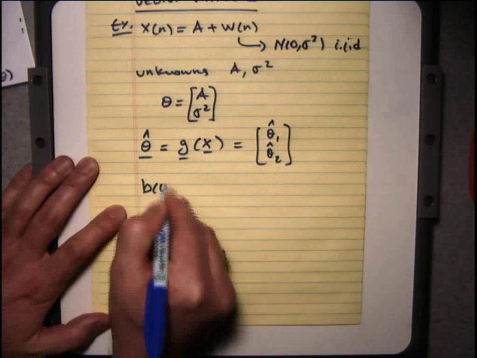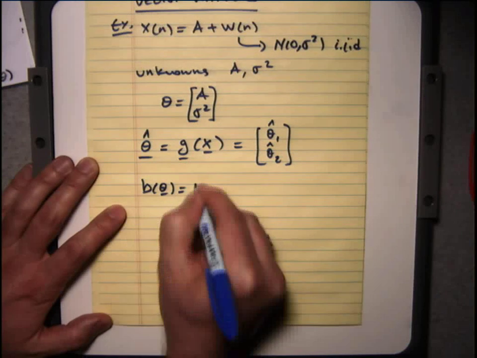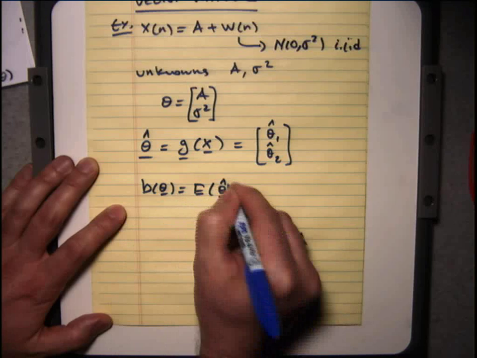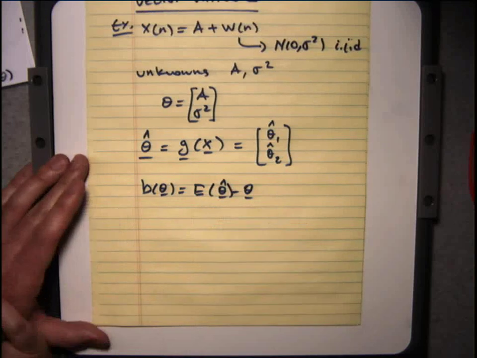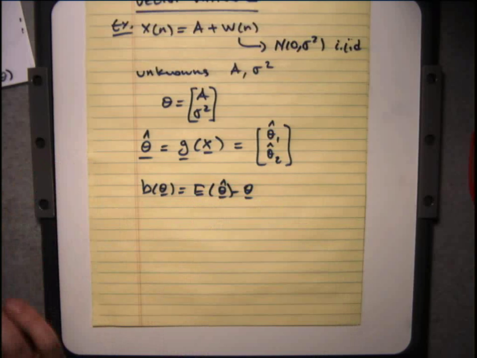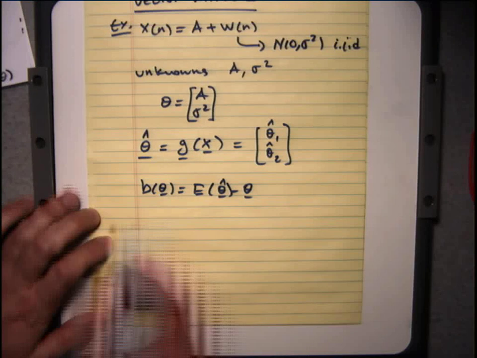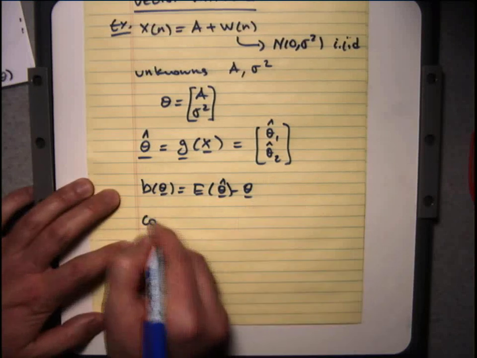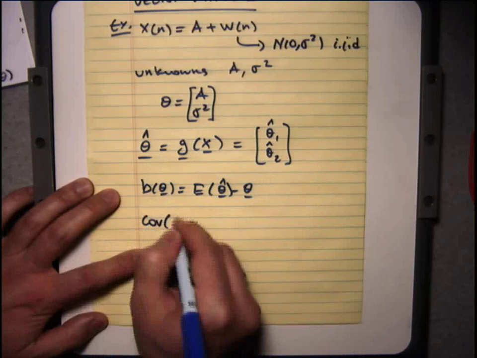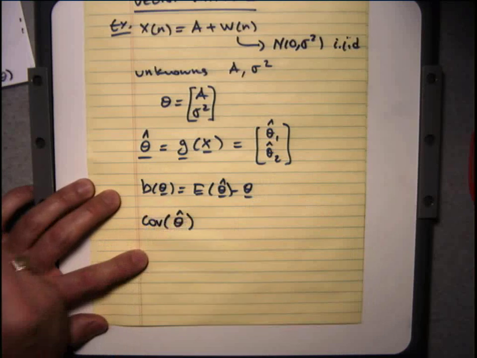The bias is the expected value of theta hat minus theta. This is just element-wise: theta 1 hat minus theta 1, theta 2 hat minus theta 2, and so on. So this is pretty simple. Now it turns out here, instead of the variance, what we're going to do is compute the covariance of theta hat.